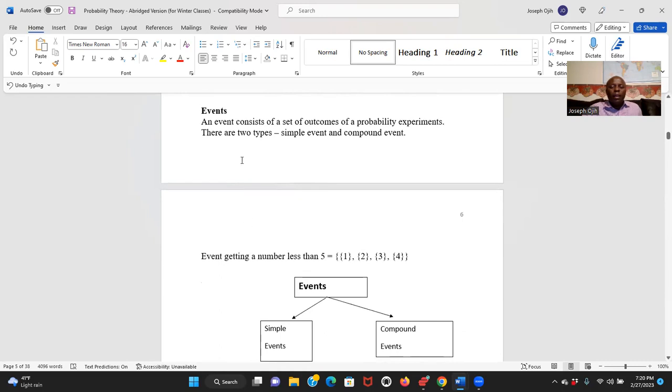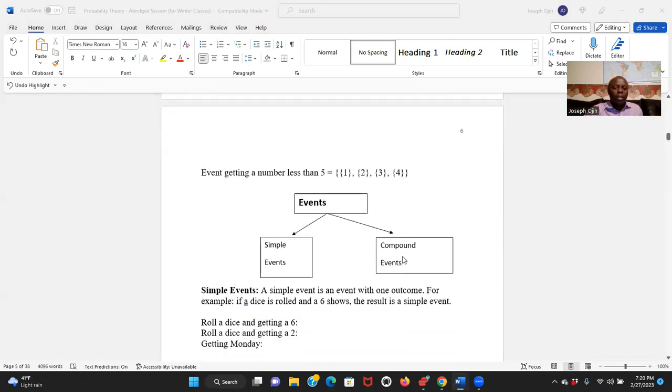Next is events, another concept. Events simply mean a set of outcomes of a probability experiment. We have 2 types: the simple event and the compound event. Let's look at each of them one by one. A simple event is an event with only one outcome.